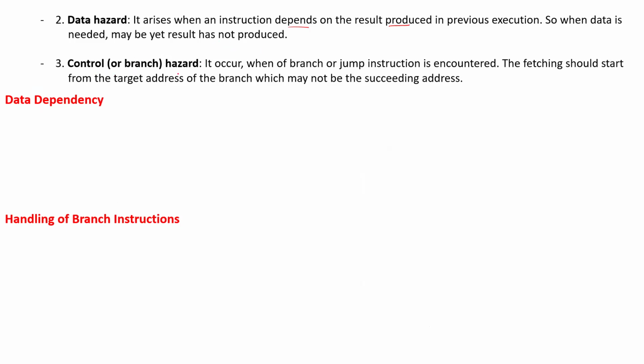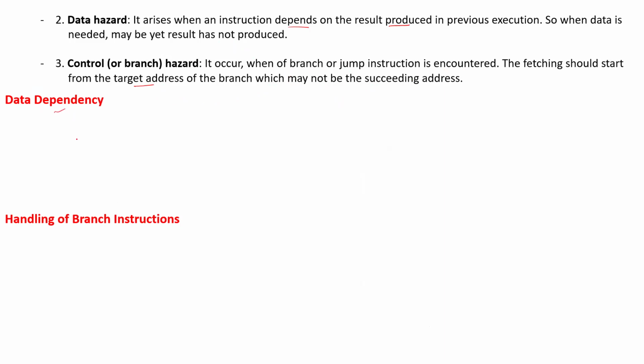Next is the control or branch hazard. The name itself is branch, meaning a jump or subroutine. When a branch or jump instruction is encountered, fetching should start from the target address. You know about subroutines, how we jump. It may not be the successive address. So when a branch occurs, first we have to go to the target address to execute the branch. After that only we come back to the next one.